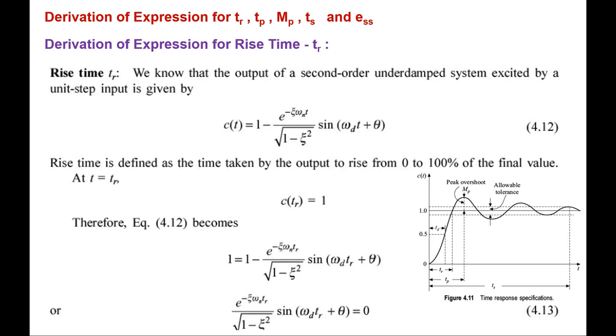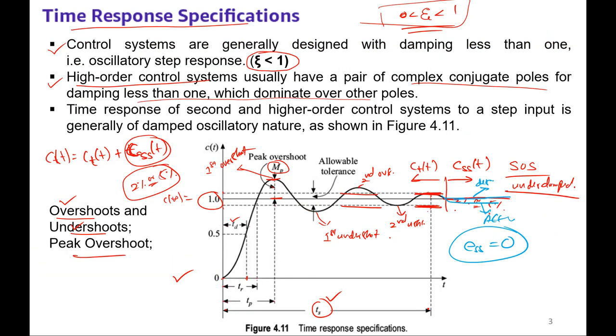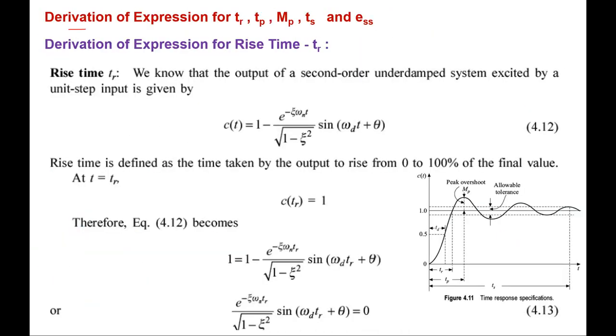Then next we'll see the derivation of expressions. We have seen all these time response specifications: delay time, rise time, peak overshoot, settling time. We will derive each of them. We'll see the derivation of expressions for rise time tr, peak overshoot Mp, settling time ts, and the steady state error ess. All those things one by one we will take up. The first is the derivation of the expression for rise time tr.